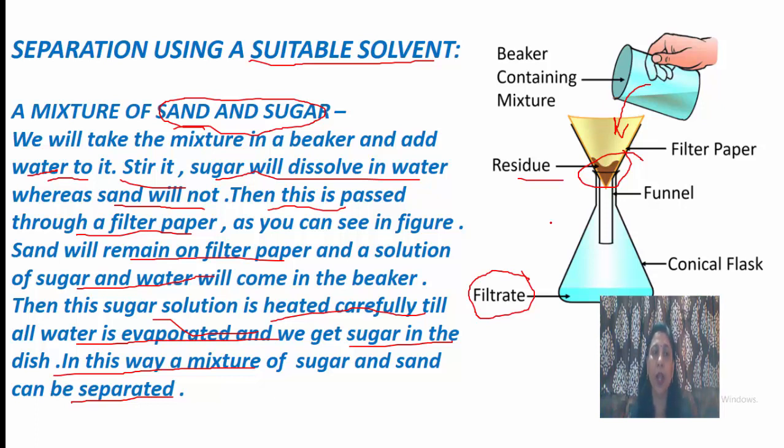We'll take the mixture in a beaker and add carbon disulfide to it. We'll stir it. We'll see that sulfur will dissolve in carbon disulfide, whereas sand will not. Then this is passed through a filter paper. As you can see in the figure, sand will remain on filter paper and a solution of sulfur and carbon disulfide will come in the beaker. Then this solution is heated carefully till all the carbon disulfide is evaporated and we get sulfur in the dish.